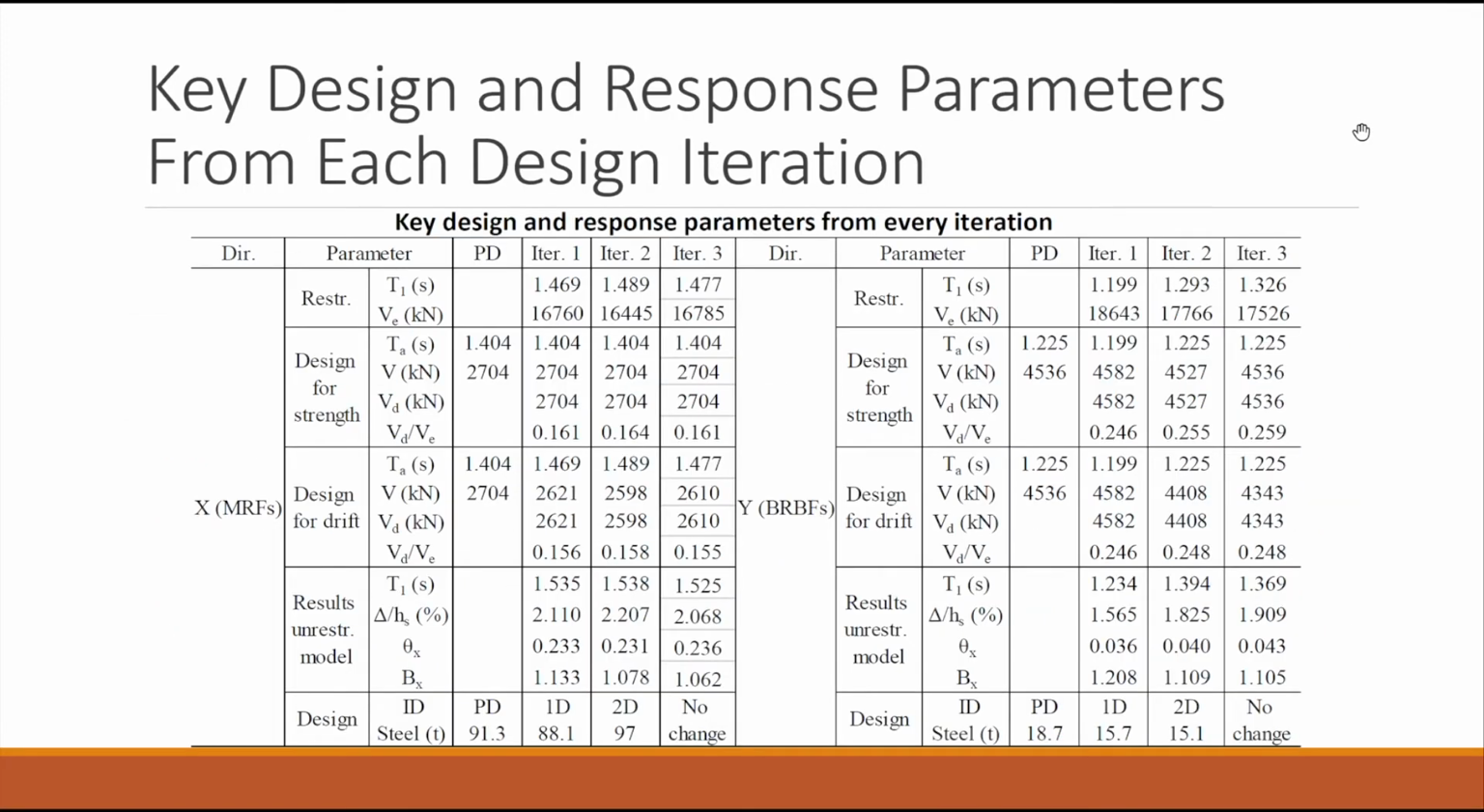In this project, 3 iterations have been performed to get the final results. The key design and response parameters for each iteration are summarized here. For MRF, the RBS beam sections were detailed to be more realistic, and the column sizes have changed to satisfy both ULS and SLS. And for BRBF, section sizes were reduced in each iteration, mainly due to economical consideration, while ensuring the overall structure satisfied ULS and SLS.